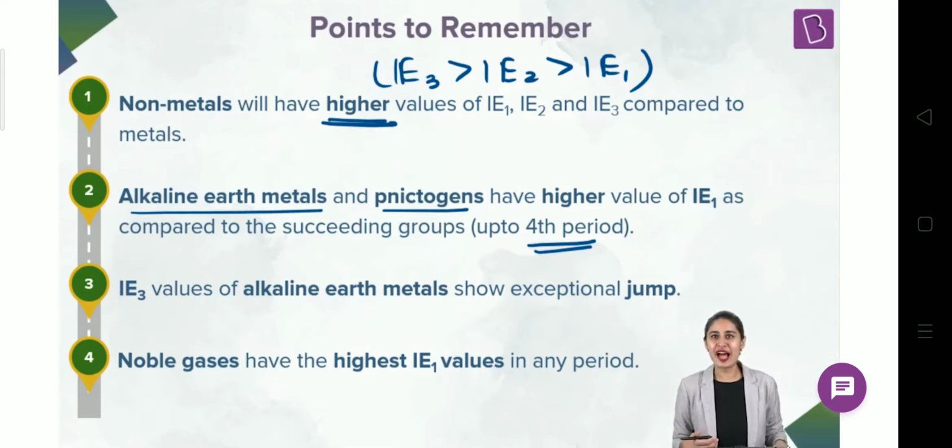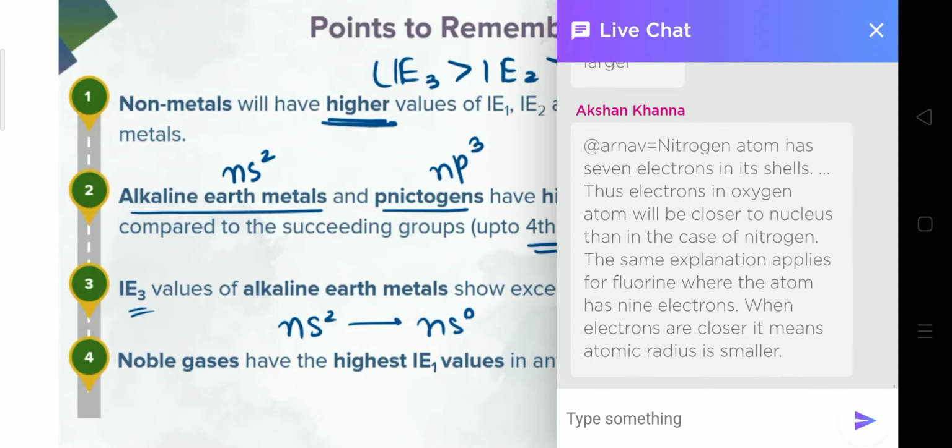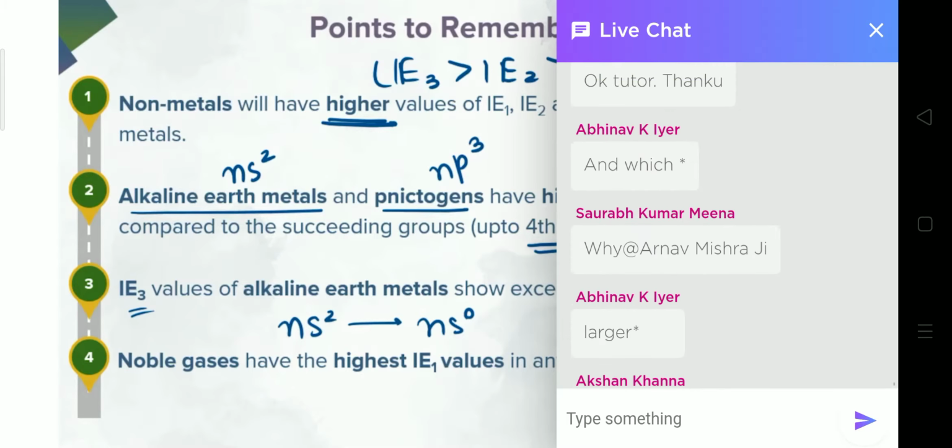Third, IE3 of alkaline earth metals shows an exceptional jump because ns2 now has become ns0, and we have (n-1)p, let's say. So I'm not talking about when d orbitals are coming into the picture just before s. In that case, again, we know this is something that we are going to observe, an exceptional jump. Noble gases have the highest IE1 in any period.